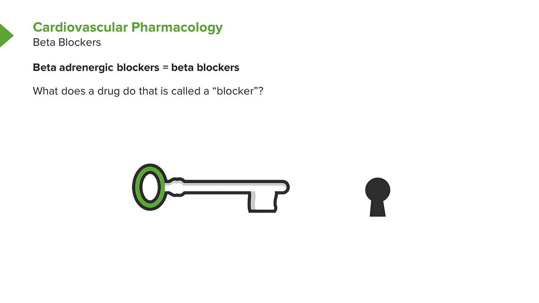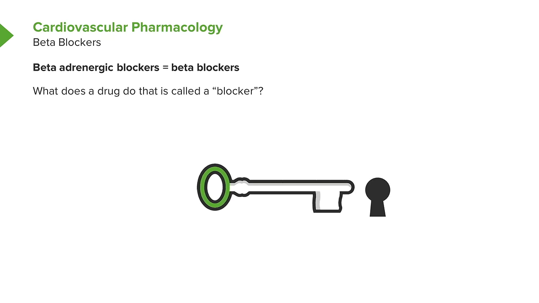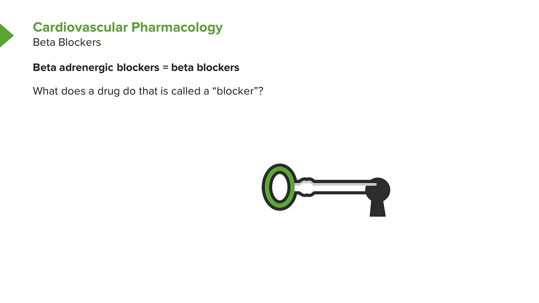What's a blocker? Well, it turns out that on the surface of heart cells, as well as other cells in the body, there are little, let's call them keyholes, in which certain keys fit, which then result in changes going on within the cell. So let me tell you one example. One example would be adrenaline.